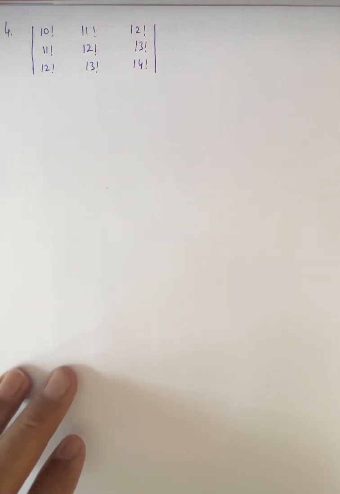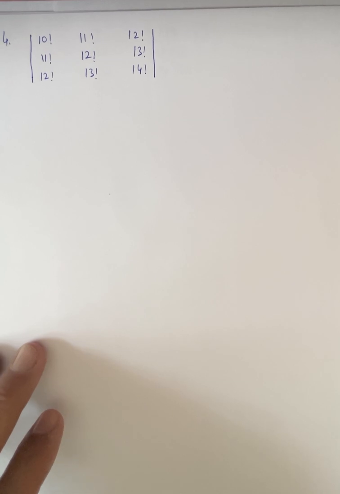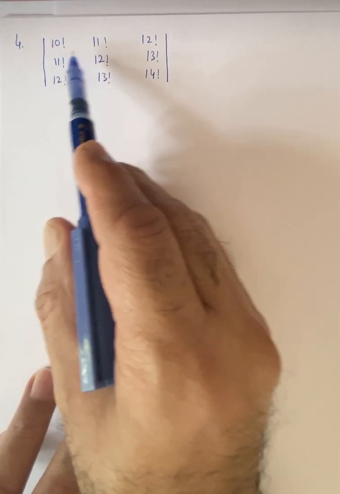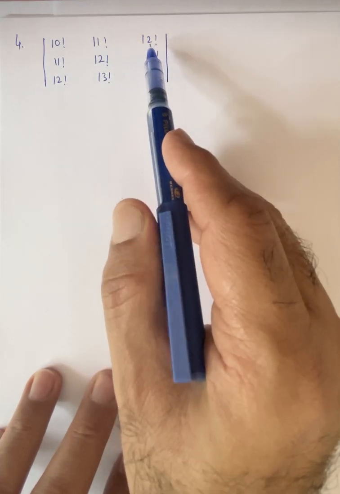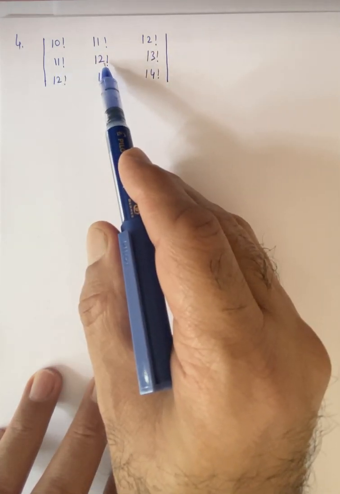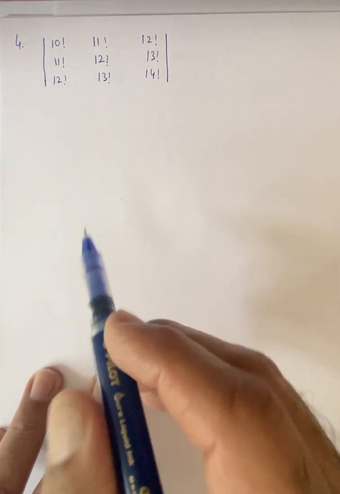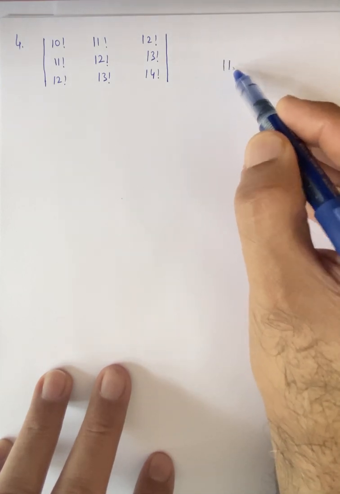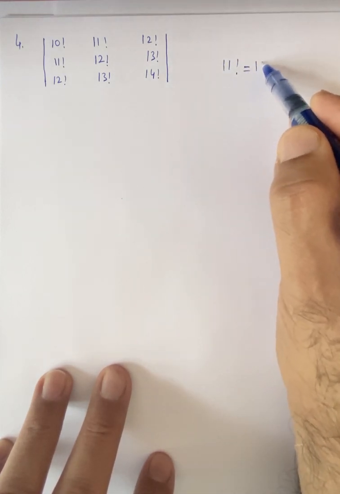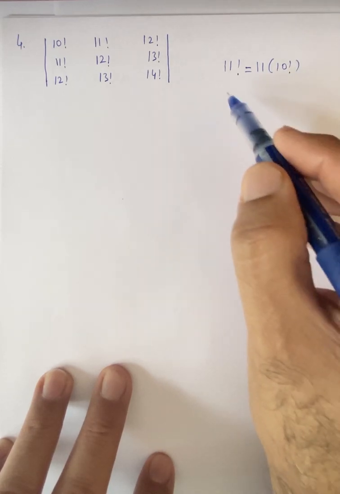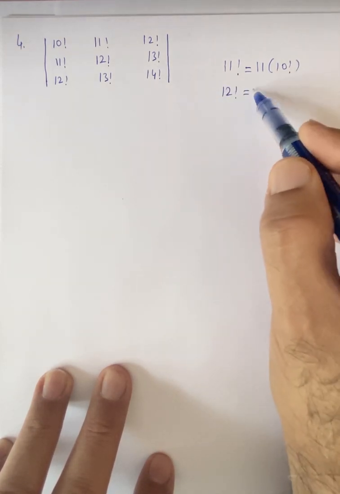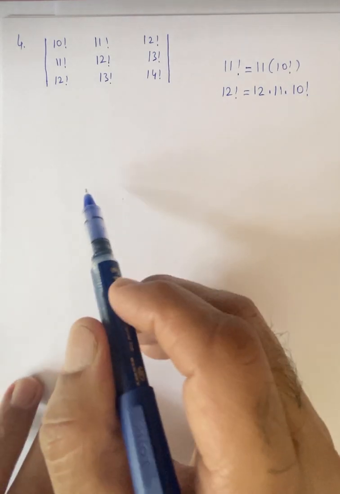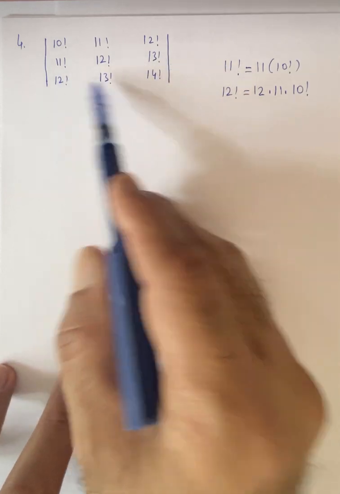Let's discuss another question. We have to evaluate this determinant. 10 factorial, 11 factorial, 12 factorial; 11 factorial, 12 factorial, 13 factorial, and so on. We can write the elements of the first row. We can write 11 factorial as 11 into 10 factorial and 12 factorial as 12 into 11 into 10 factorial. Similarly for the elements of the second row and the third row.